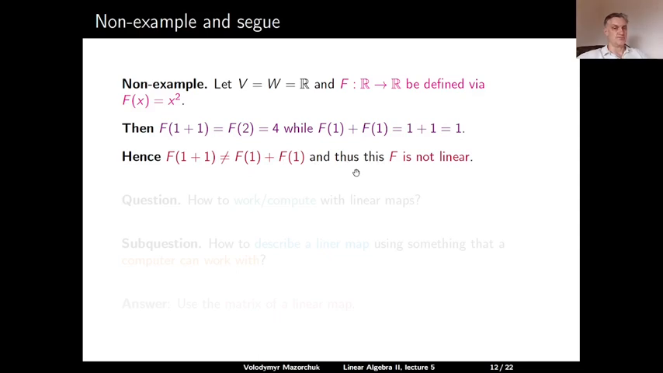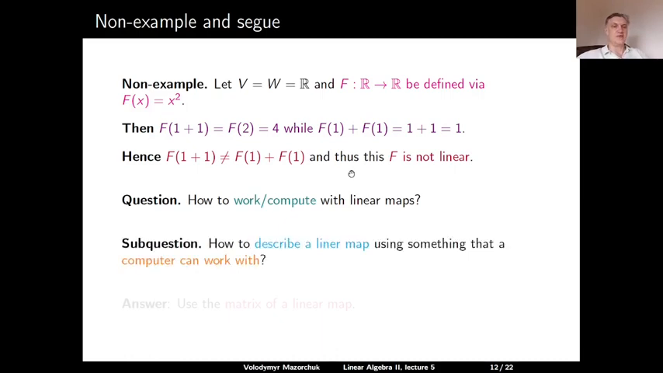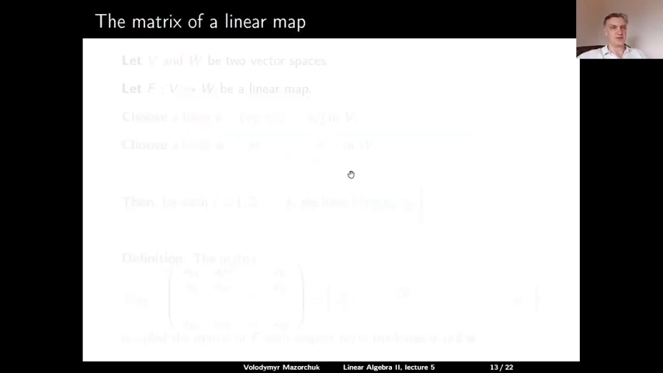So a natural question is how to work or compute with linear maps, or maybe more specifically, how to describe a linear map in such a way that a computer can understand it and work with it. And the answer to this question is that we need to use the matrix of a linear map. So what is the matrix of a linear map? Let V and W be two vector spaces. Let F from V to W be a linear map.